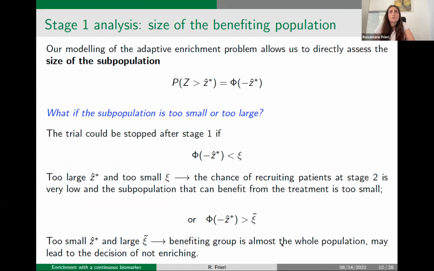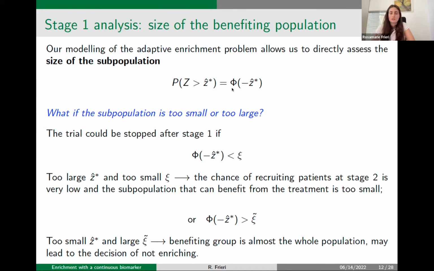And now comes the question whether or not it's worth enriching. Is the size of the subpopulation reasonable? This is a crucial point in the enrichment problem, and our modeling allows us to directly assess the size of the subpopulation by means of this probability. What is the probability of observing a patient with biomarker value greater than the estimated threshold? Due to our setup, we can compute this probability using the standard normal cumulative distribution function.